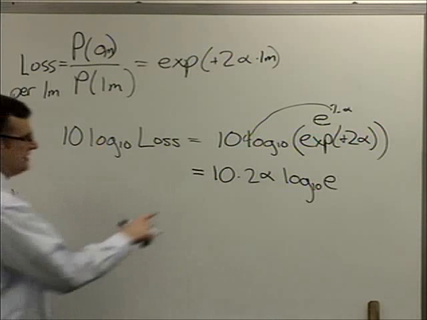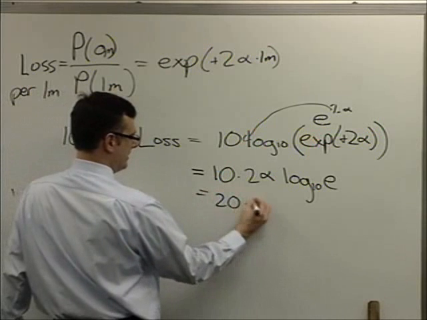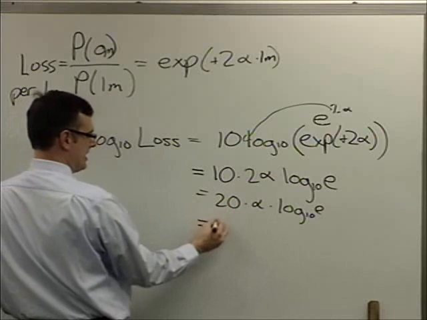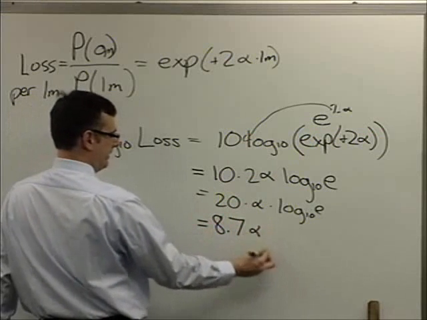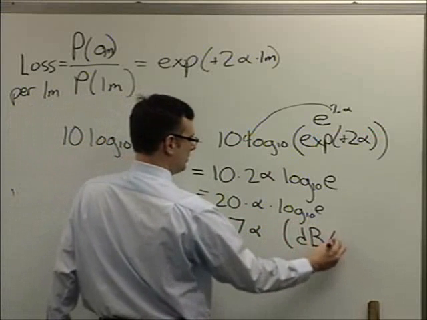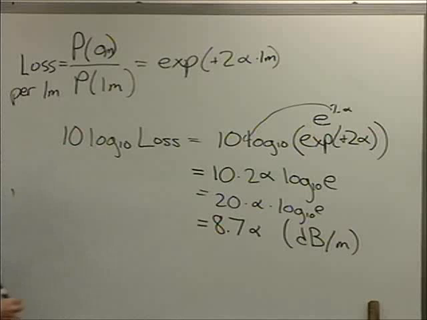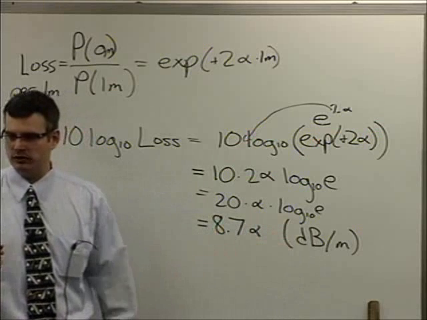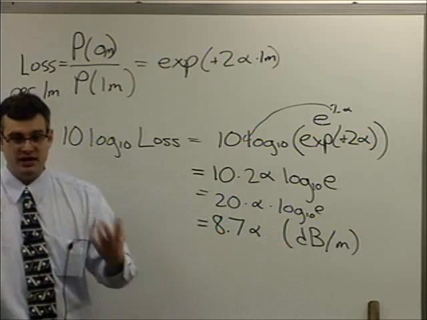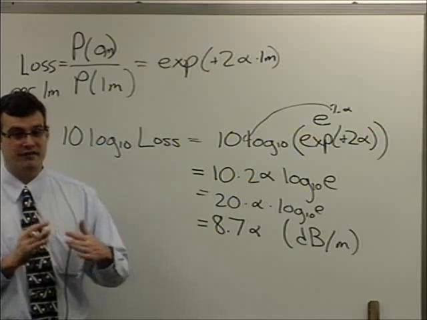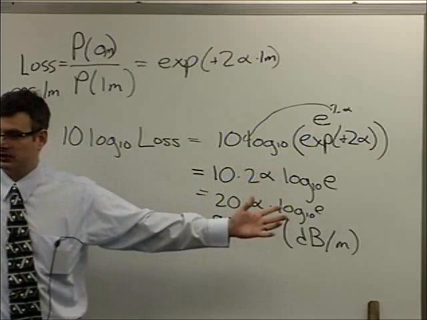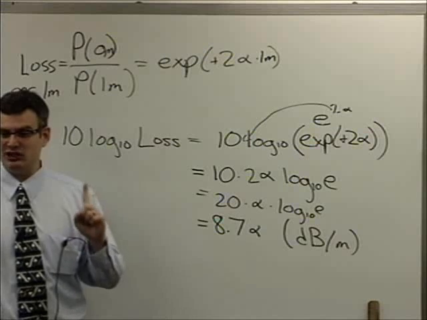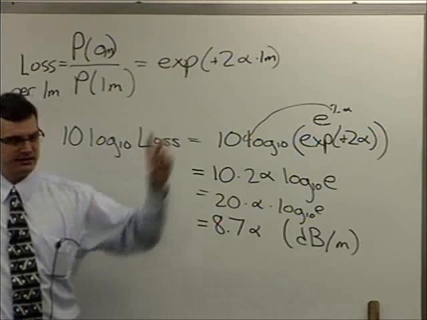So log 10 of E, really what we have is 20 times alpha times log 10 of E. And if you plug this in the calculator and group it with the 20, you get 8.7 alpha. And this has units of dBs per meter. This is the kind of spec that you would typically read off of a cable. It would give you dBs per meter. And then you could calculate how much loss you're going to incur if I have 100 meters of cable length. If it's 0.1 dBs per meter, then all you have to do is multiply by the length, and you realize you're going to lose 10 dB total when you put the signal in from this end to the other end.